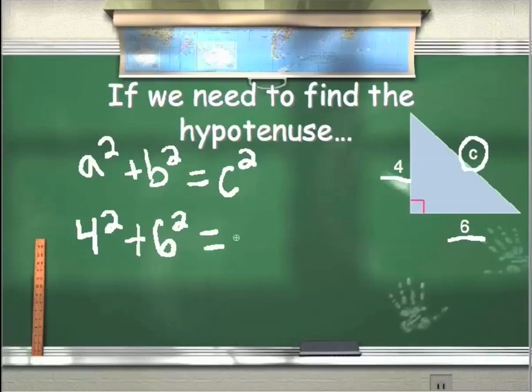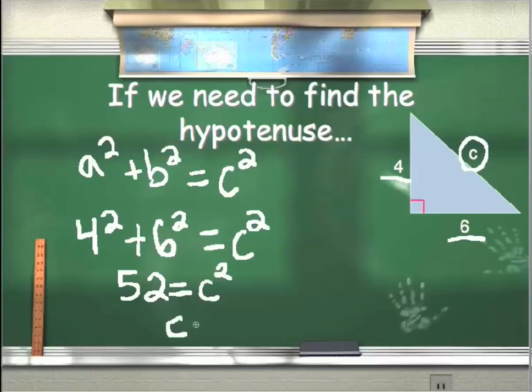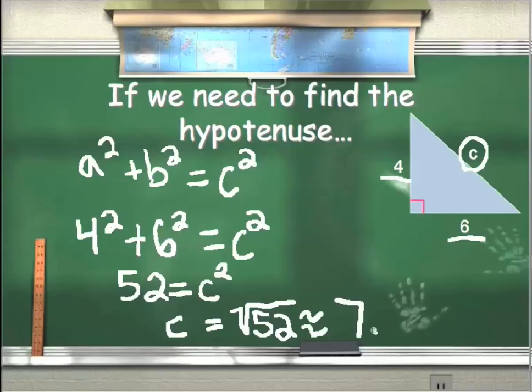equals c squared. And if you switch the 6 and the 4, it doesn't matter, it comes out to the same answer. So 4 squared plus 6 squared ends up being 52. So 52 equals c squared. Now you take the square root, and c is equal to the square root of 52. And that is about 7.211.